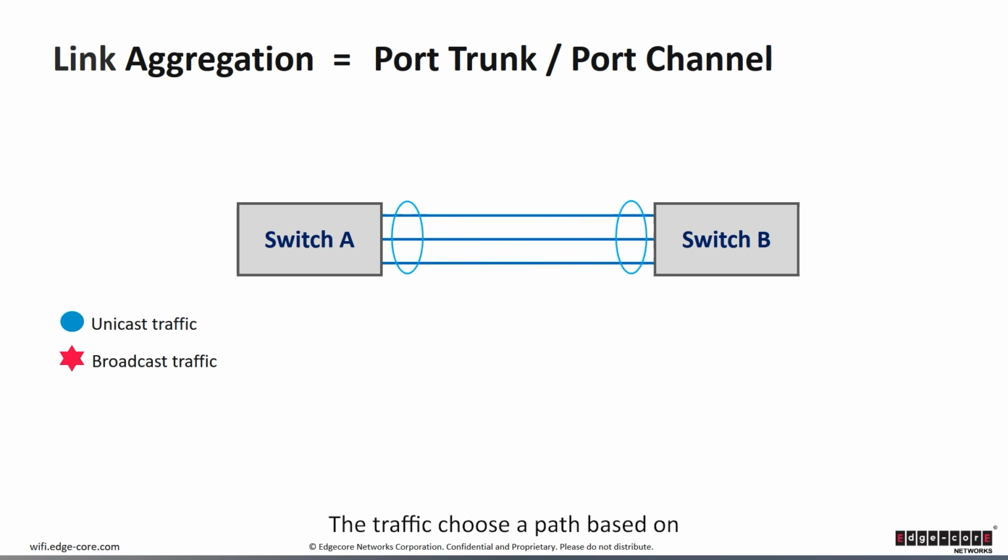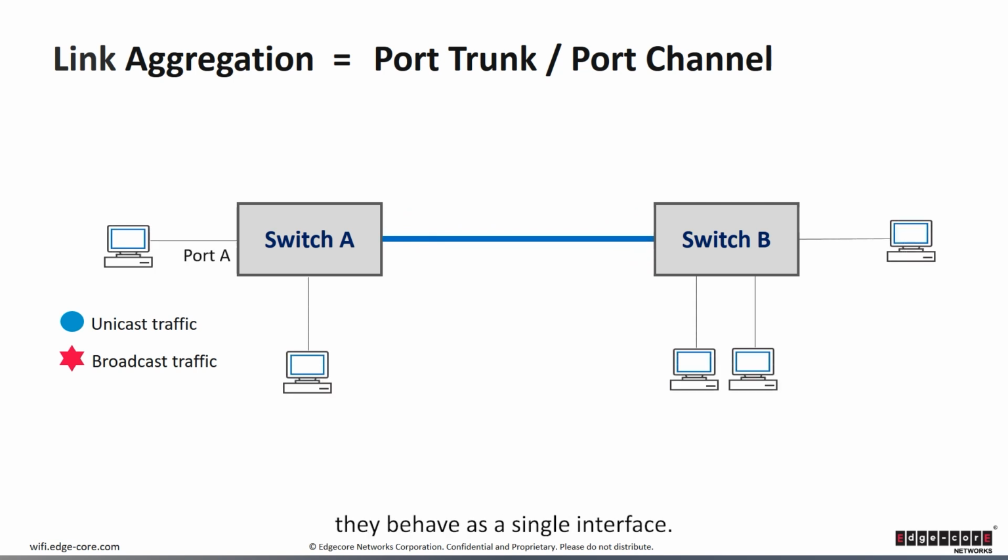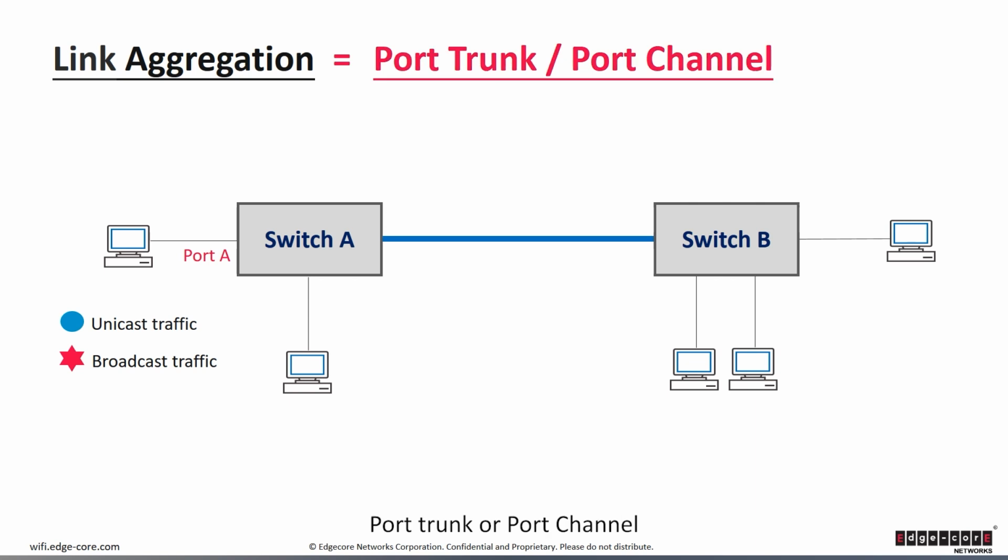The traffic chooses a path based on the configured hashing mechanism. Although the link aggregation group contains multiple separate physical interfaces, they behave as a single interface. So when we receive a broadcast packet from port A, it will only forward one copy to the link aggregation group. In Edgecore Ethernet switch, the link aggregation is also called port trunk or port channel.